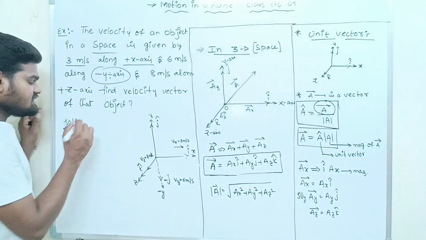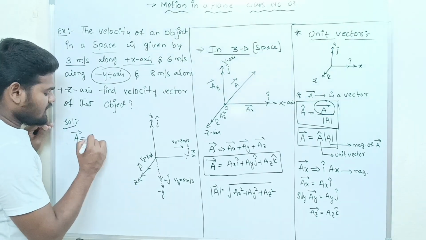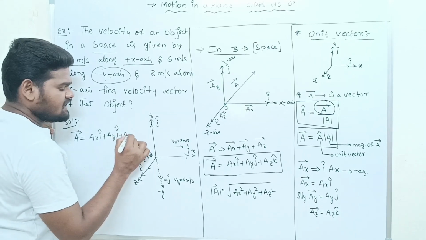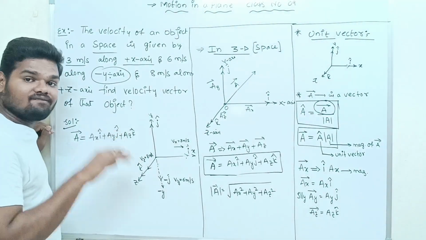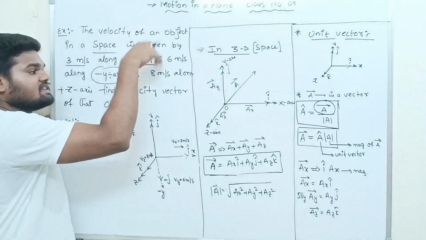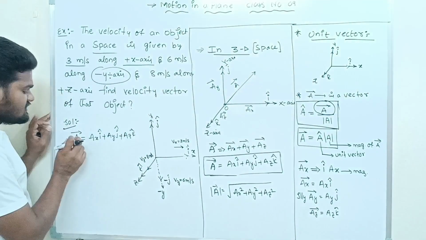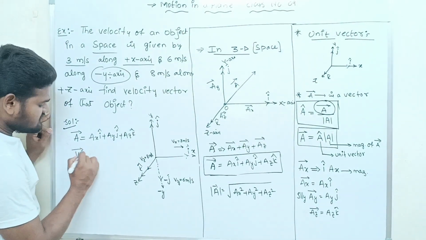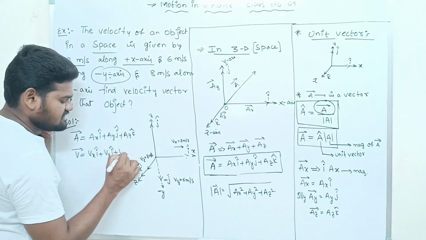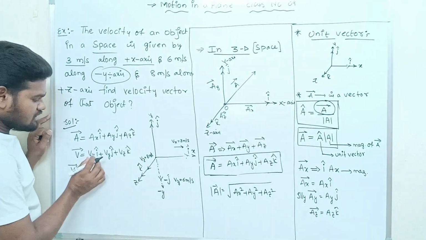We have to represent this information in the form of a vector. So in general, what is the vector a bar? In general, vector a bar is a_x i cap plus a_y j cap plus a_z k cap. So this is the form of a vector in 3 dimensions. Here we have vector a bar, but in the given question, they have given vector v bar, velocity. So v bar is equal to v_x i cap plus v_y j cap plus v_z k cap.